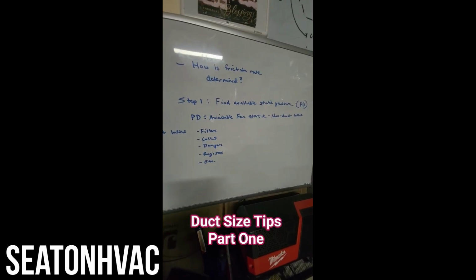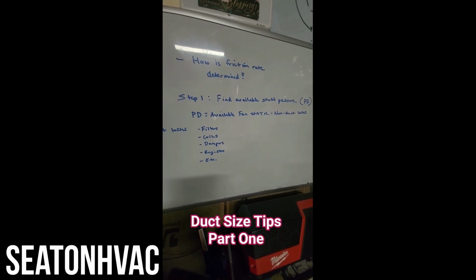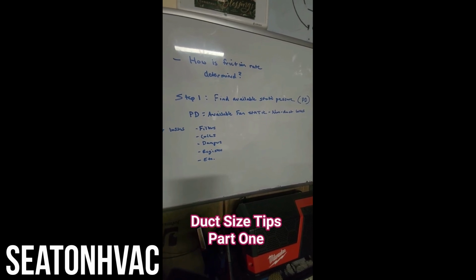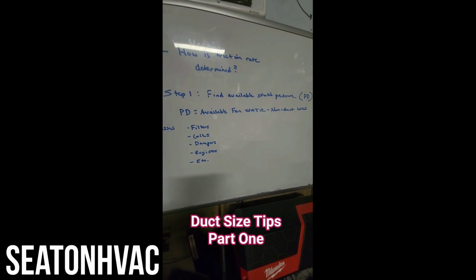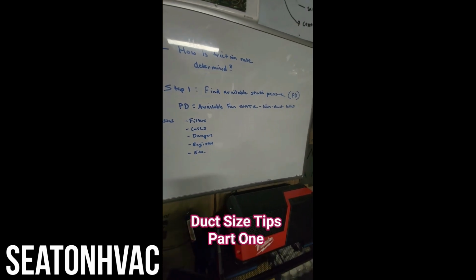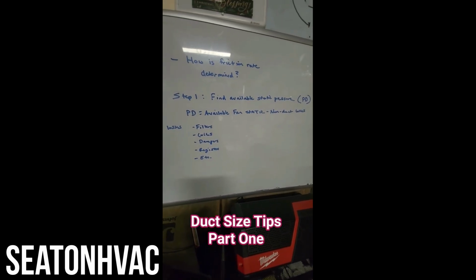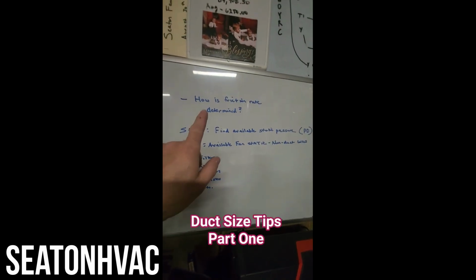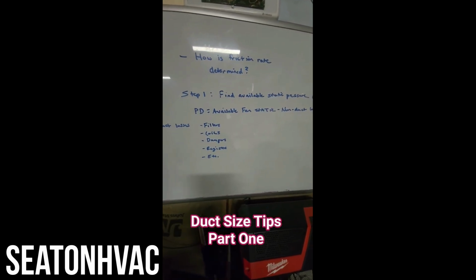Alright guys, so the old school guys would tell you 0.1 friction rate. They think that's actually your static pressure. They don't know what they're looking at. They just do a 0.1 on your ductulator and call it good. We're not going to do that because you'll have the wrong size duct. So how is friction rate determined?